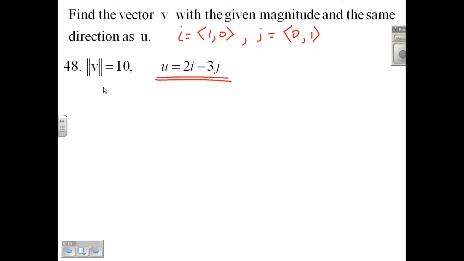If I wanted to put that in component form, it would be this simple. Component form, it's just 2 to the right and 3 down. So once again, it's just kind of a vocabulary thing. So if you want to work with that, that's great.